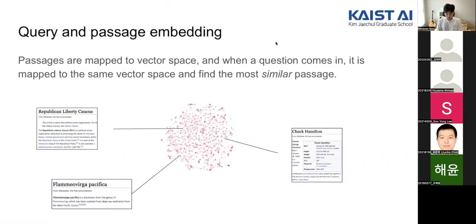And again, as I've drawn in the diagram, passages are mapped to the vector space first. This is done offline. And then when a question comes in, it is mapped to the same vector space and we find the most similar passage.